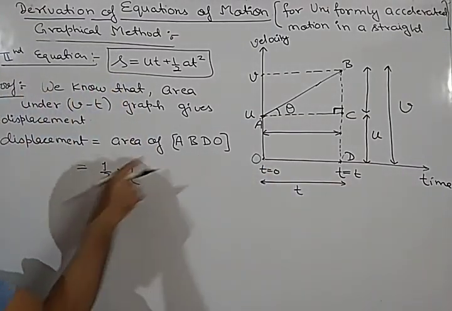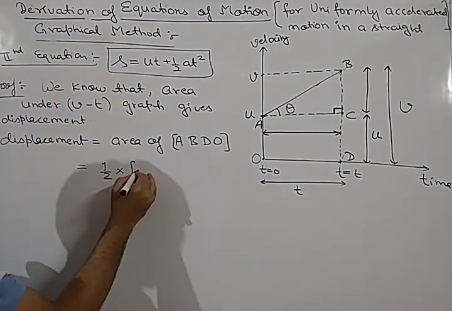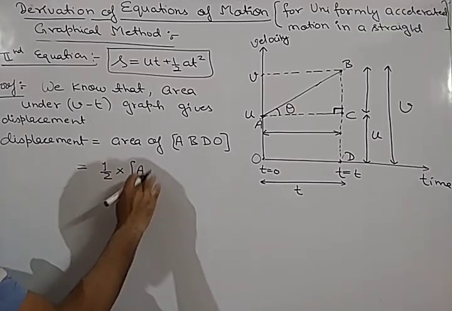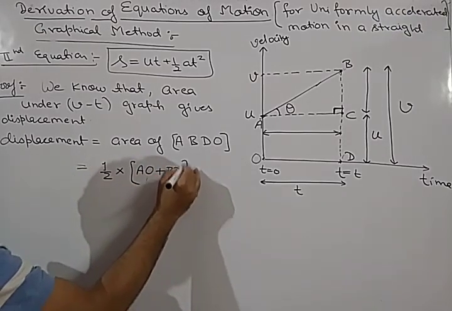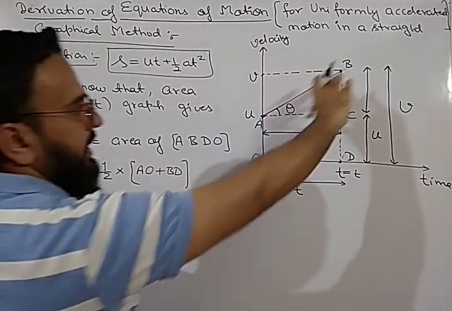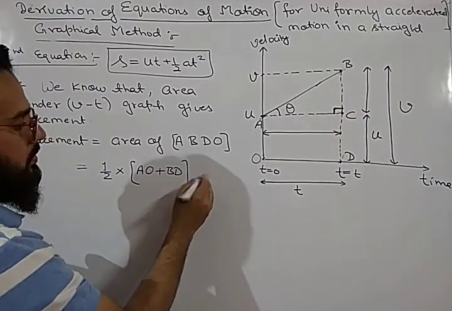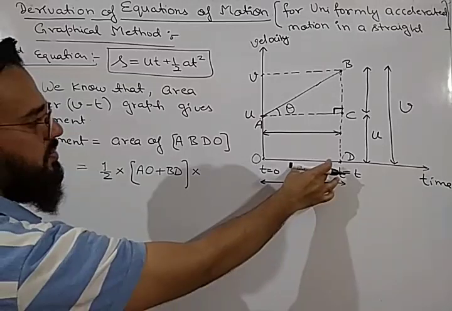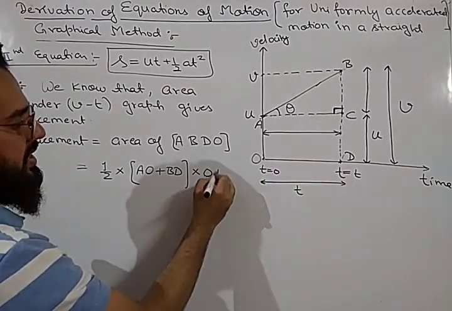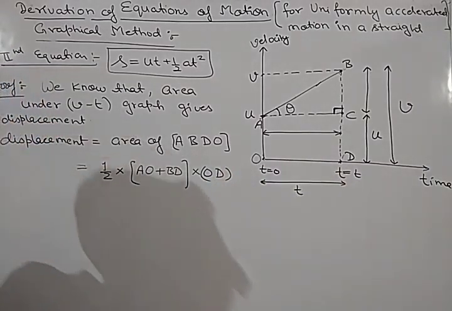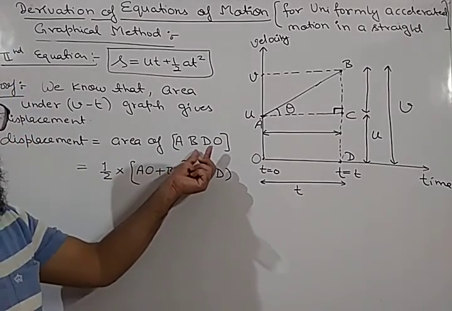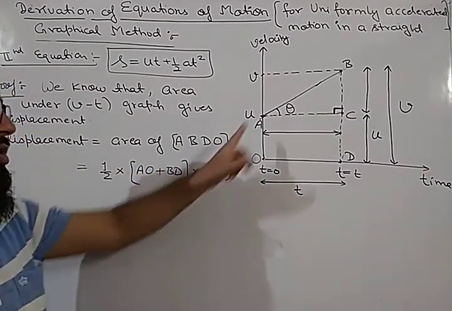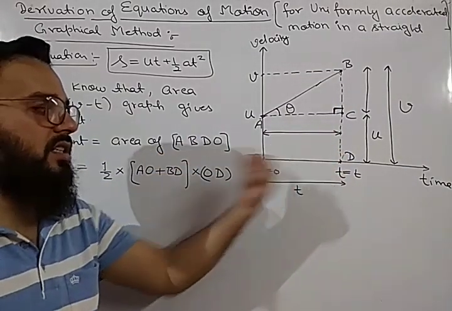So we will write here area of ABDO is equal to half into sum of parallel sides, that is AO plus BD. These are two parallel sides, AO and BD, into distance between them. The distance between them is OD. Clear? So this is area of trapezium ABDO. Half into sum of these two parallel sides and distance between them.